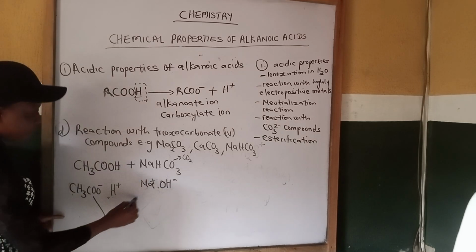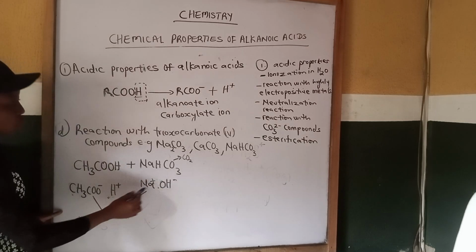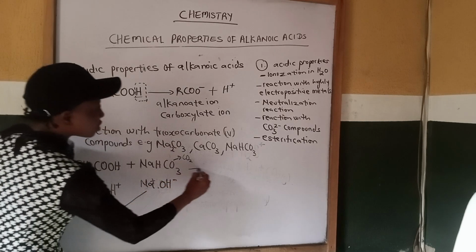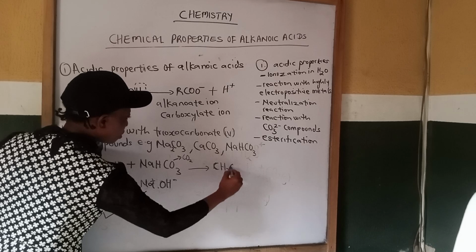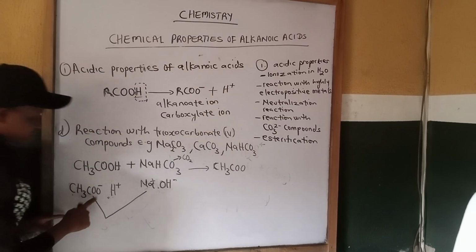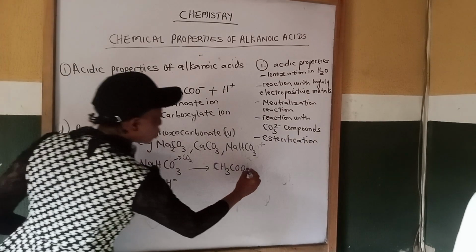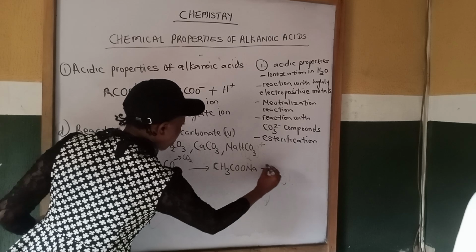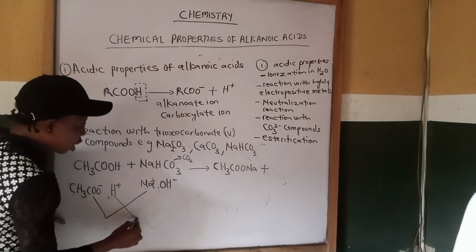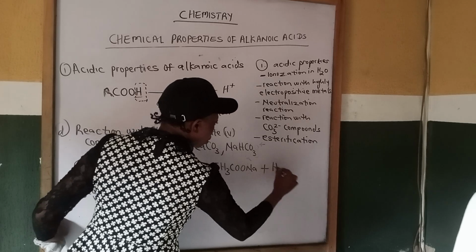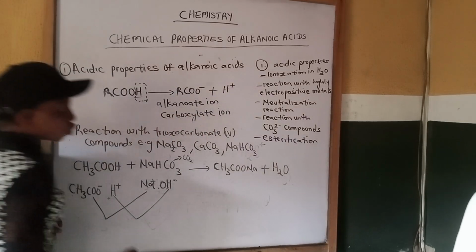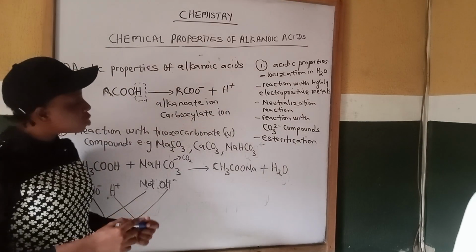So we take positive and negative. Positive we combine with negatives to give us CH3COO, that is CH3COO, we combine with sodium Na plus, then the hydrogen ion will combine with hydroxy ion to give you what? H2O. So our product formed is now what?